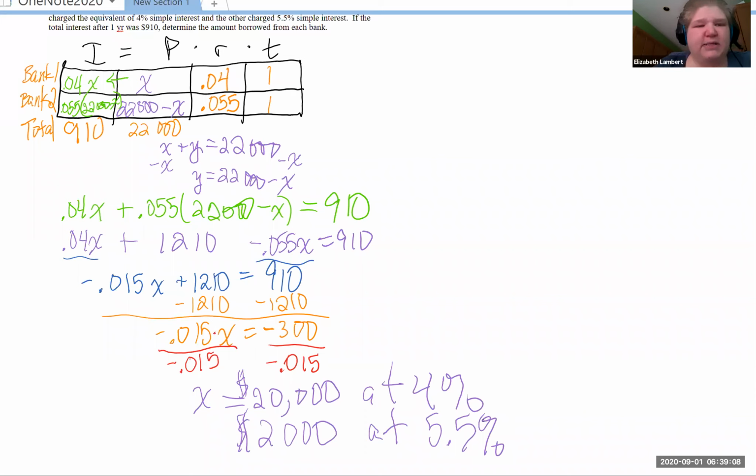On ALEKS, they will probably give you two different blanks to put the answer. Pay attention to which account is in which blank. Sometimes it accidentally gets switched, just computer glitches, so pay attention to that. Alrighty, stop this one.